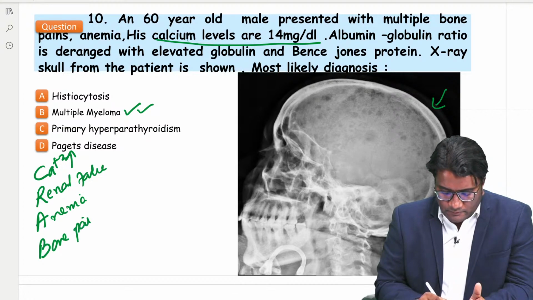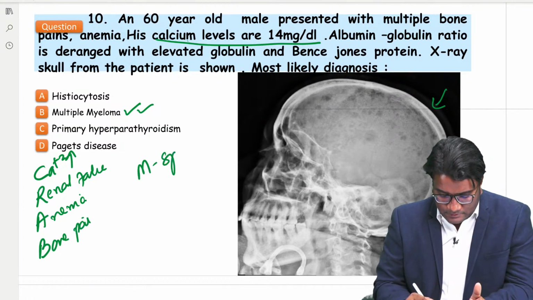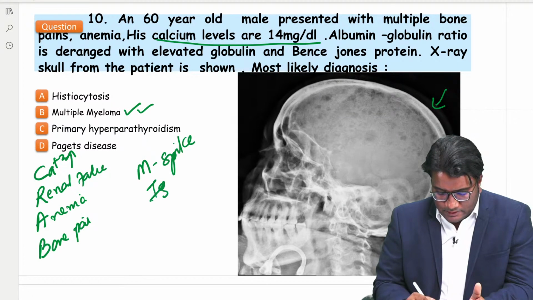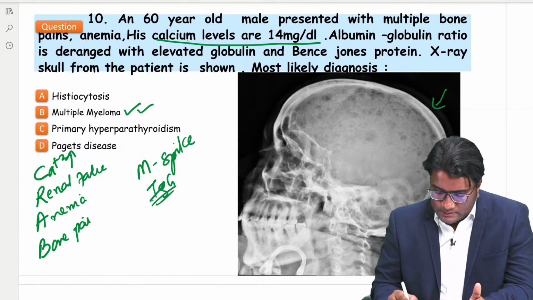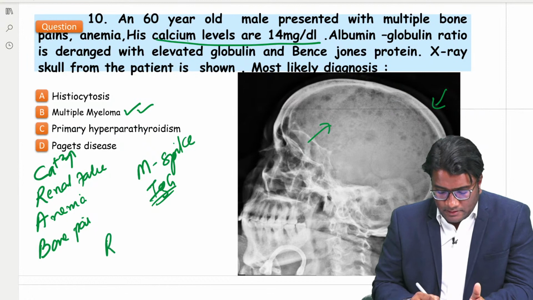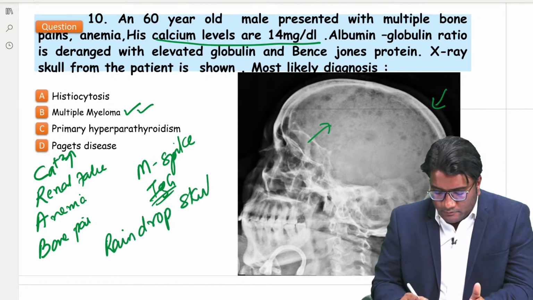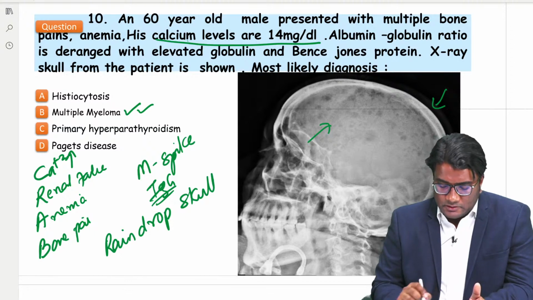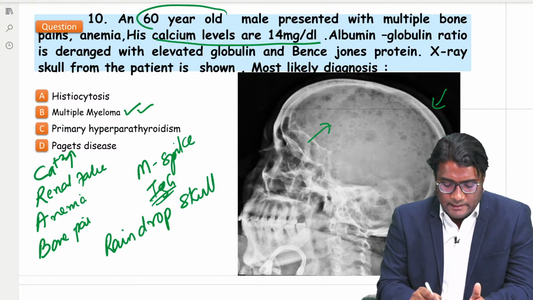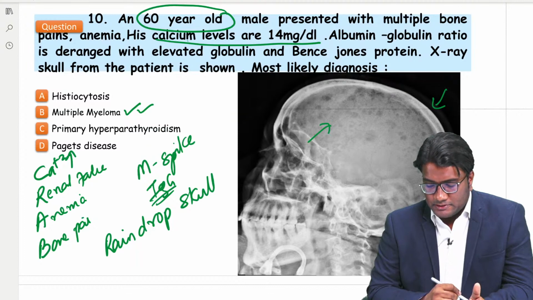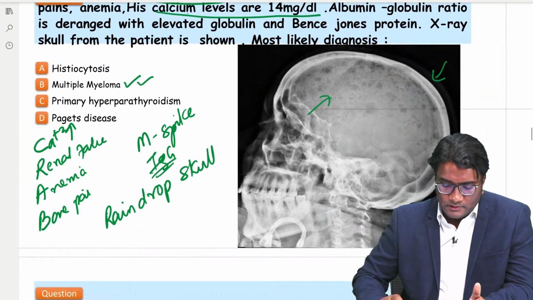And you are given the M spike, where you have excess IgG or immunoglobulins. And what is the skull radiograph showing? Multiple raindrop appearance, right? So raindrop skull, where you see multiple lucencies. So this is classic multiple myeloma, seen in elderly patients. Clear, guys? So this is simple.